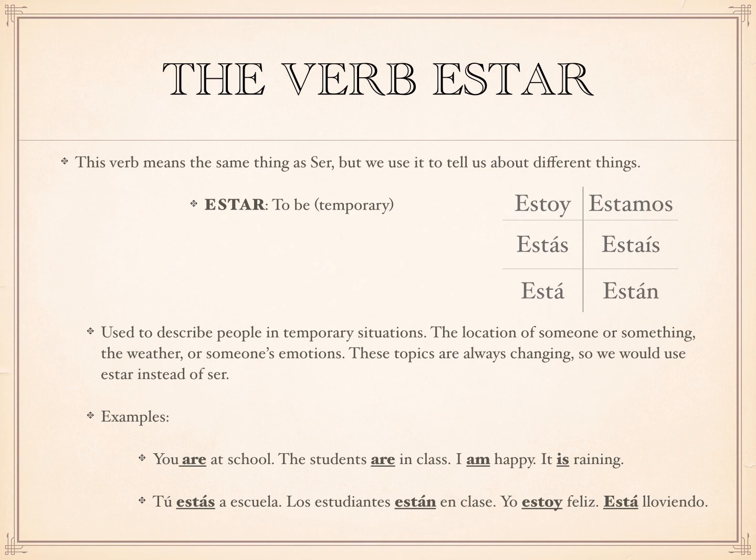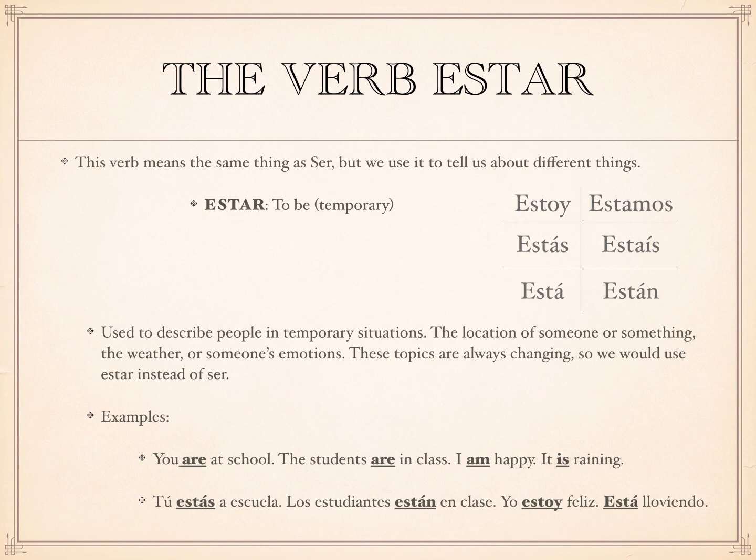The reason it's considered irregular is if we notice in the first box, there's a major spelling change. But also, if you notice that in the second, third, and sixth box, there are added accents on to the regular conjugations. So if you look, only the first person, singular and plural, estoy and estamos, do not have accents when conjugating this verb. Once again, we use estar as a temporary form, so to describe people or things in temporary situations, like the location of someone or something, the weather, or someone's emotions. These topics are constantly changing, so we use estar instead of ser.